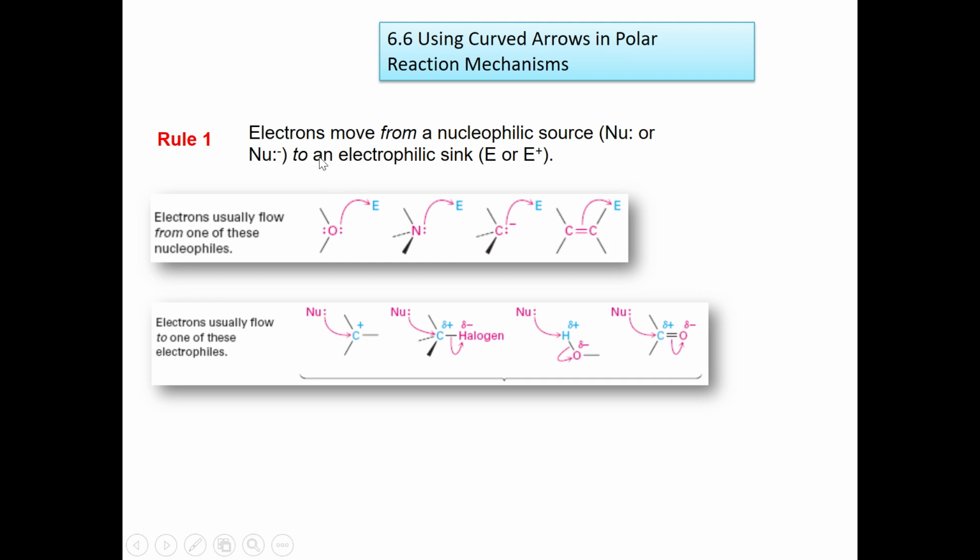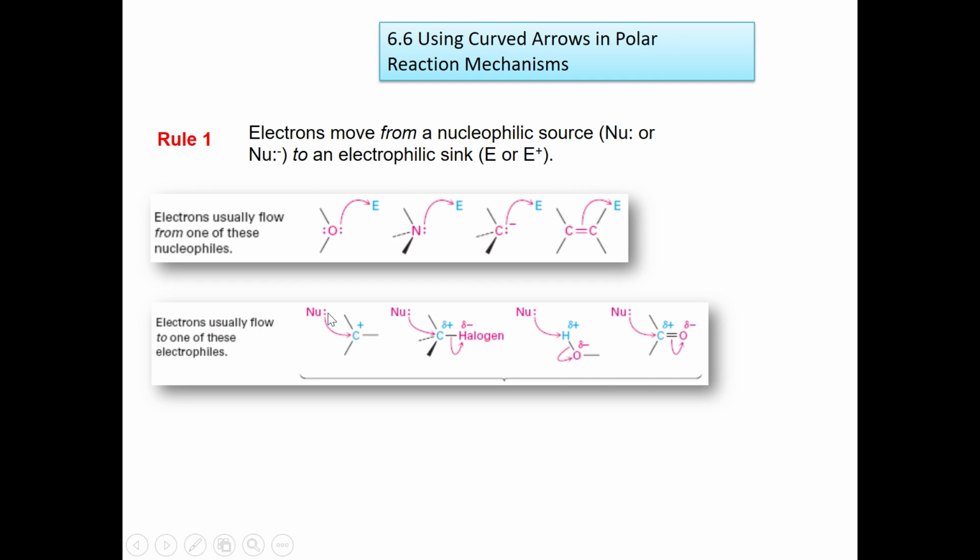There are some rules to use curved arrows in polar reaction mechanisms. The most important rule is that the thing that is moving are electrons. Okay, the electrons are jumping from a nucleophilic source to an electrophilic sink. For example, we have oxygen here, this pair of electrons are jumping. This nitrogen, this pair of electrons are jumping. This carbon negative, this pair of electrons are jumping. This double bond, this pair of electrons of the double bond are jumping. Okay? And just the opposite.